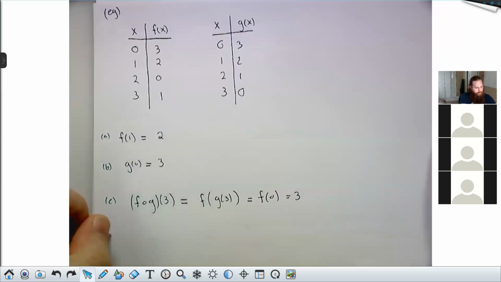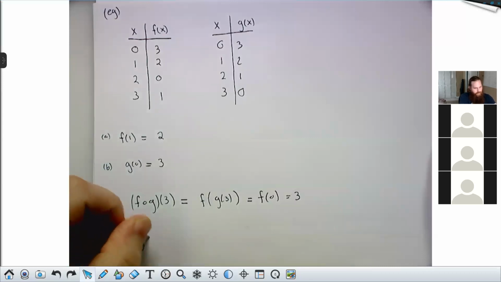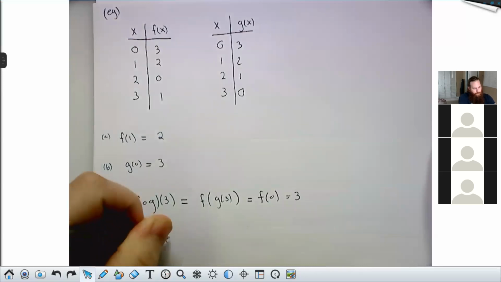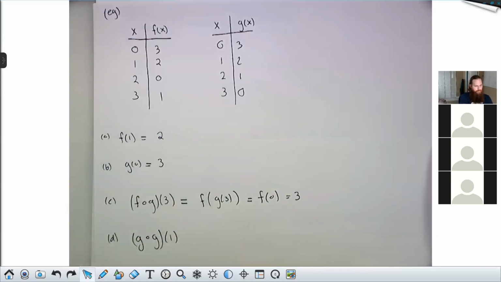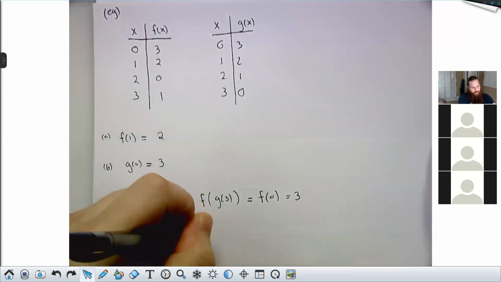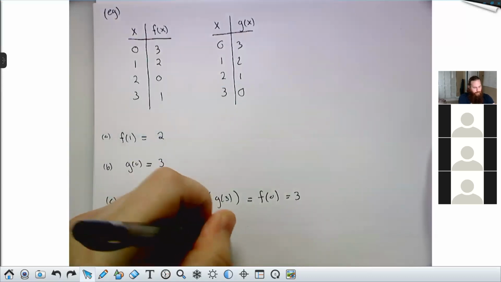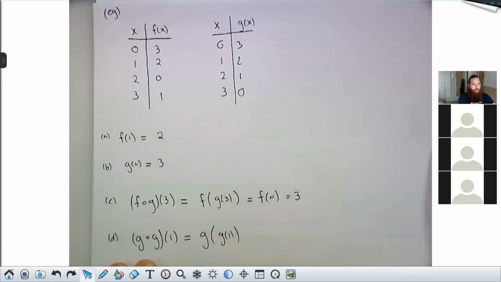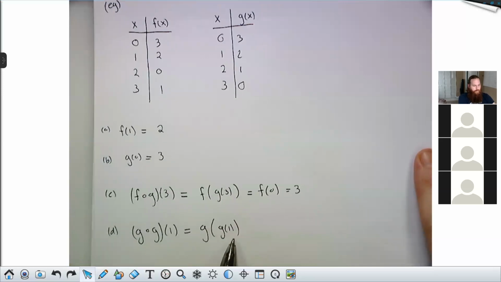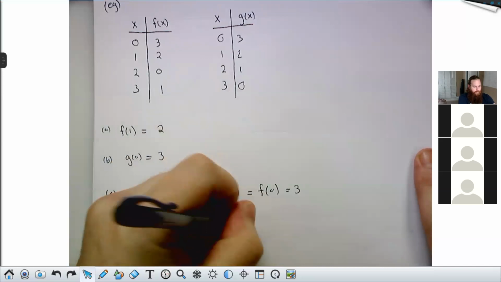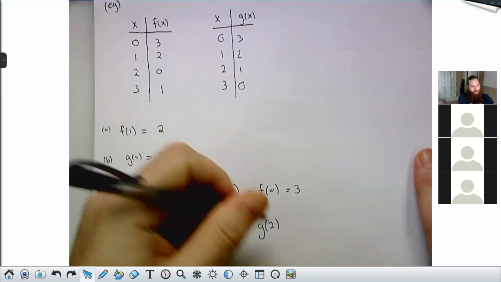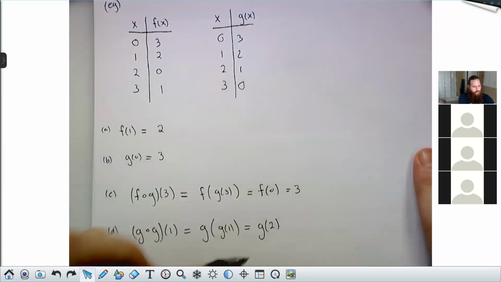What about g of g of 1? Here I would say this is g of g of 1. The inside part here, g of 1 is 2. So this is g of 2. Oh, but then g of 2 is 1. So this goes back to 1.